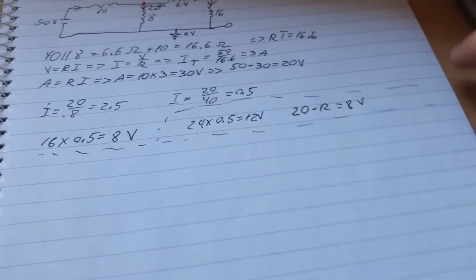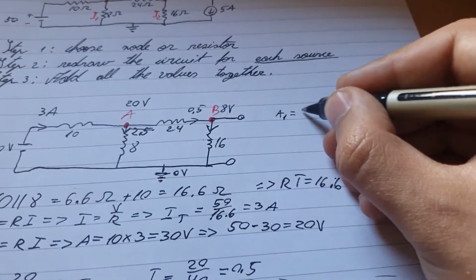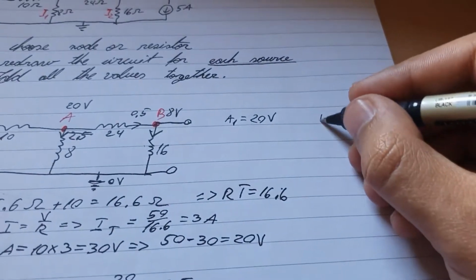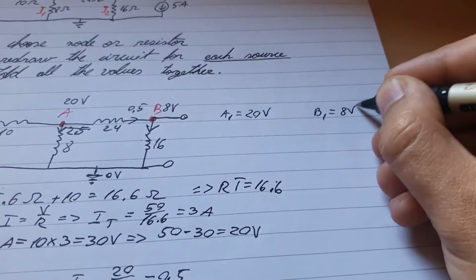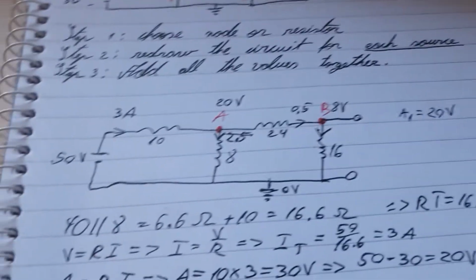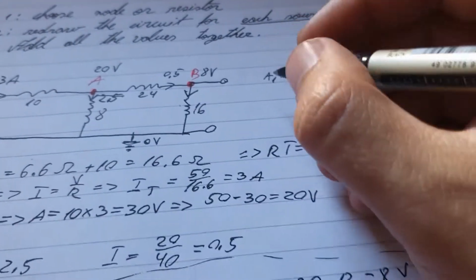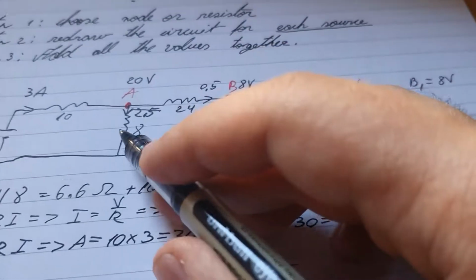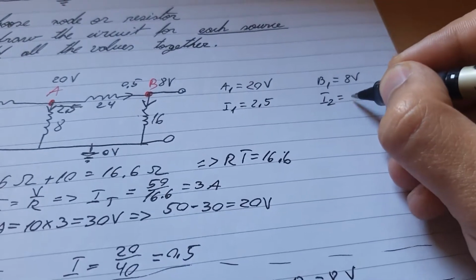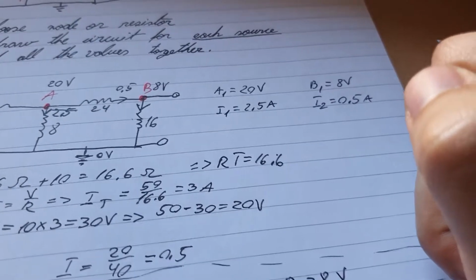But anyway, now let's write down the answers we get. So A1 is equal to 20, B1 is equal to 8 volts. I put the number 1 in front of them because this is the first diagram. We'll need to do a second diagram with the current source next time. And then let's do I1, which is this one here. It's equal to 2.5, and I2 is equal to 0.5. You'll see later on why it's important to calculate this one as well.